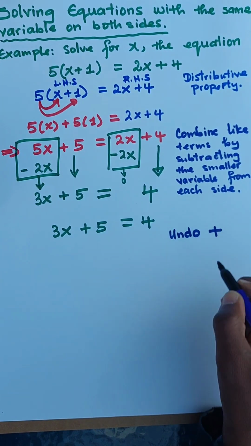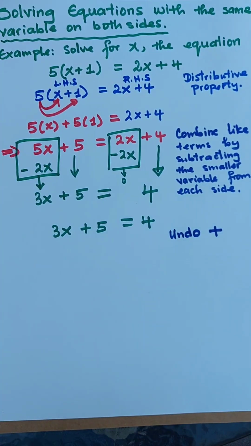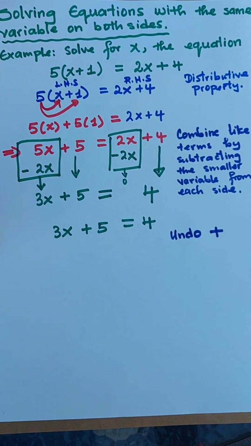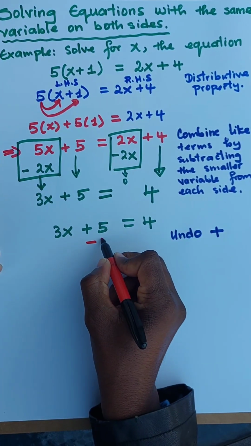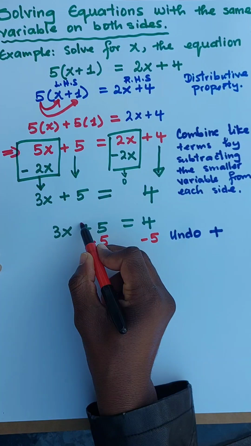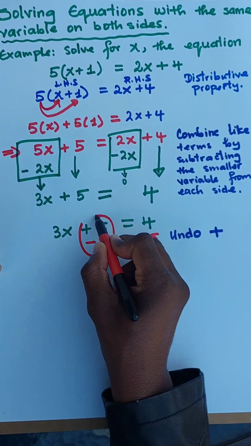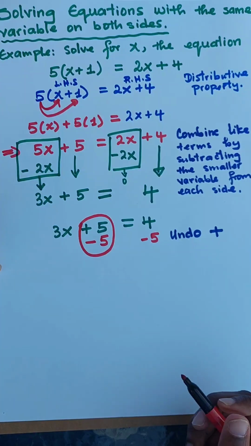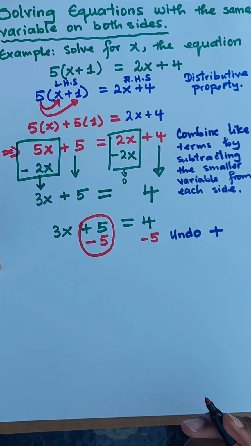Undo that addition. So to undo addition, we use the opposite of adding, which is subtraction. So we will subtract 5 on this side and subtract 5 on this side. This is why we're doing it. See, the reason is right here. It pays off. 5 minus 5 is 0. So it tells us immediately why we did that.